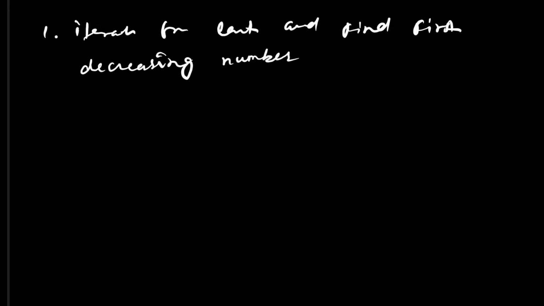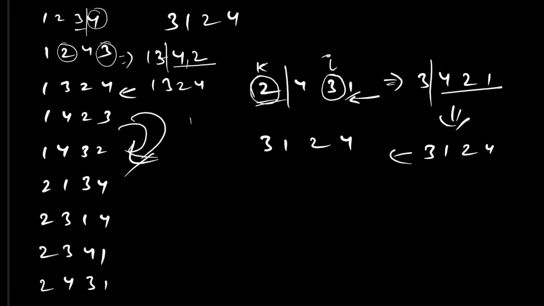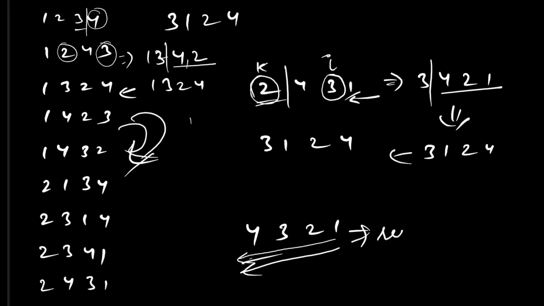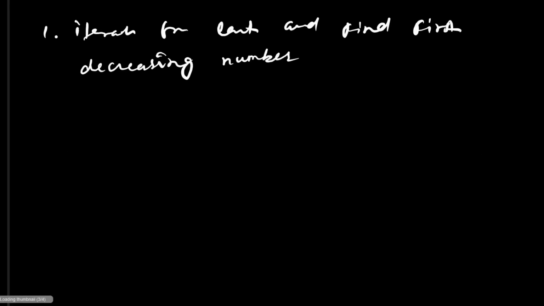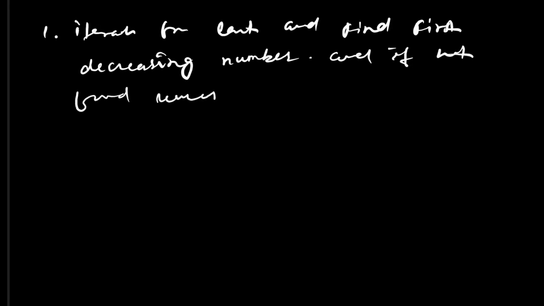What if we do not find any decreasing number, let's say 4 3 2 1? In this case we will not be able to find any decreasing number. You can see that from the last it only increases. So in this case, we have to reverse the array and return the result. If not found, reverse the array and return the result.